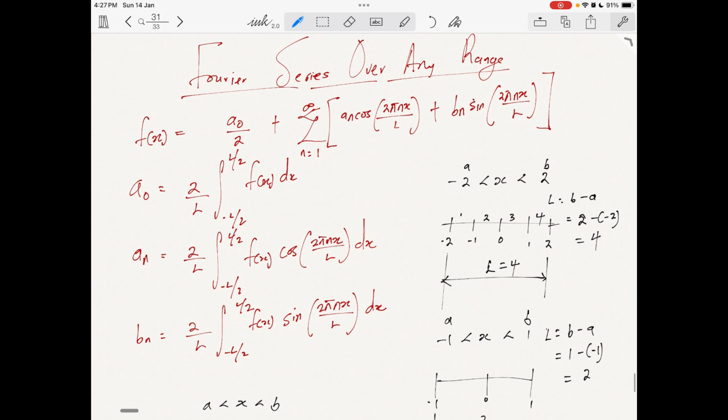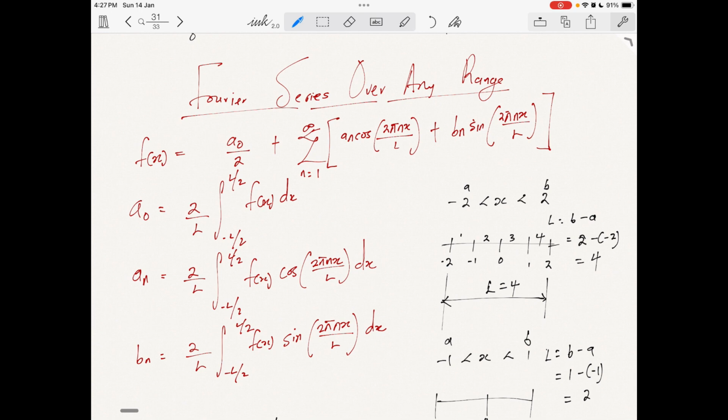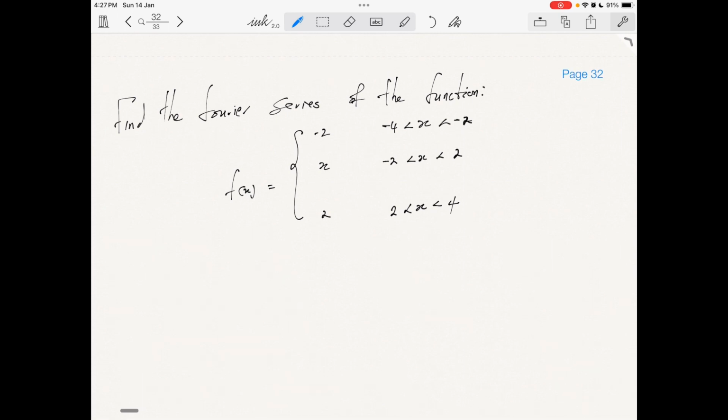So these formulas in red are very important when solving Fourier series over any range. As usual, we have to evaluate a naught, an, and bn. At the end, we slot them into the function f of x. So for this reason, we have a question to solve. It says find the Fourier series of the function given with individual limits.